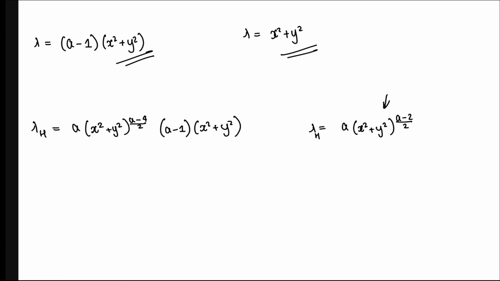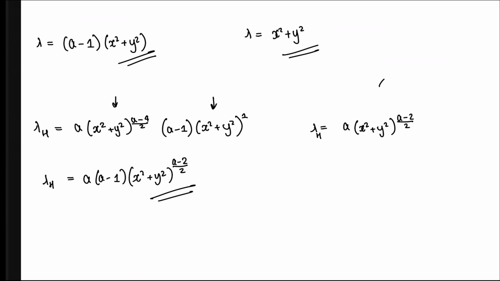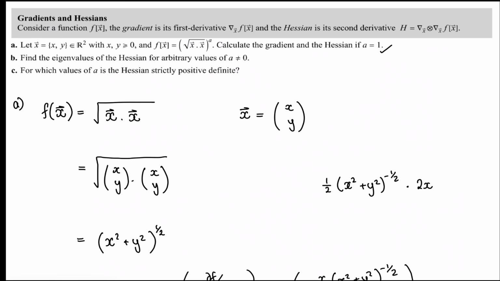Hopefully you can see why that is. That is just me doing this times (x squared plus y squared) to the power of (a minus 4) over 2. Cool. If we just rewrite this in a neater way, we will get (a minus 1)(x squared plus y squared). This multiplied by this will just be (a minus 2) over 2. Cool. So here are our two eigenvalues. Hopefully that made sense. Cool, so that's part B done.